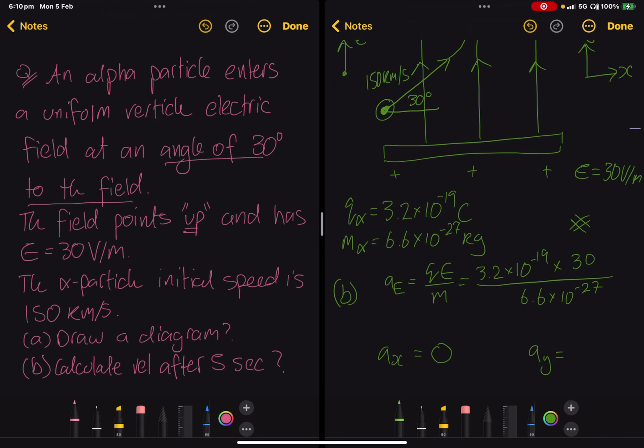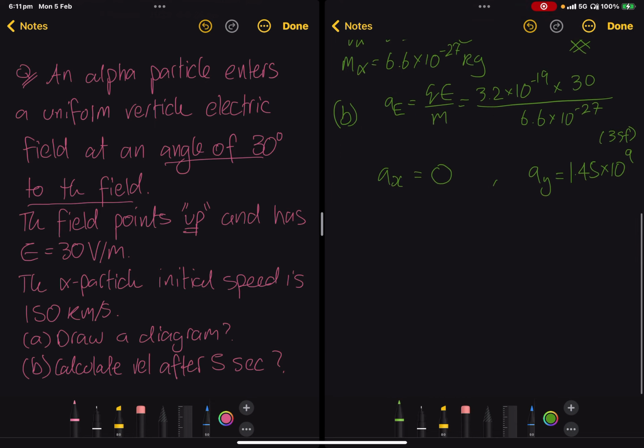There is initial velocity in the x direction though. So let's find our acceleration in y. It's going to be 3.2 times 10 to the minus 19 times 30, which is the field strength, divided by 6.6 times 10 to the minus 27. My calculator tells me that's 1.45454545 times 10 to the 9. So we're just going to round that. We're going to say that's 1.45 times 10 to the 9. It's 3 significant figures, but it's just an approximation anyway.